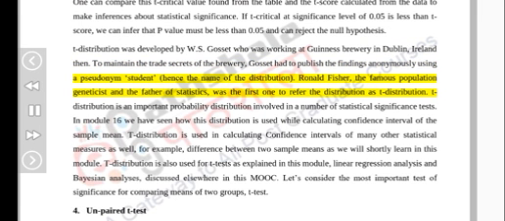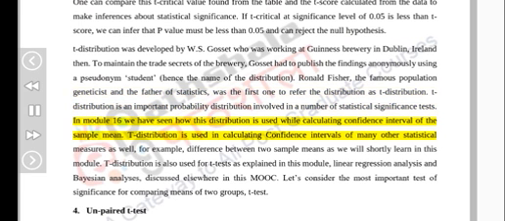Ronald Fisher, the famous population geneticist and the father of statistics, was the first one to refer to the distribution as t-distribution. T-distribution is an important probability distribution involved in a number of statistical significance tests. In Module 16 we have seen how this distribution is used while calculating confidence interval of the sample mean. T-distribution is used in calculating confidence intervals of many other statistical measures as well, for example, difference between 2 sample means, as we will shortly learn in this module.